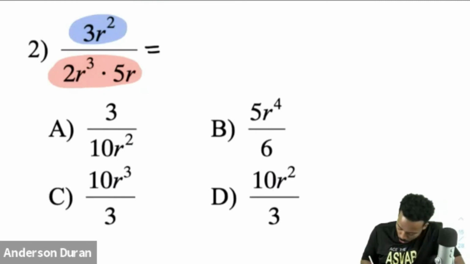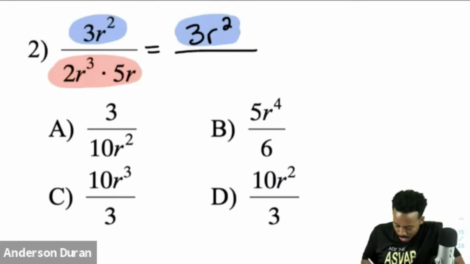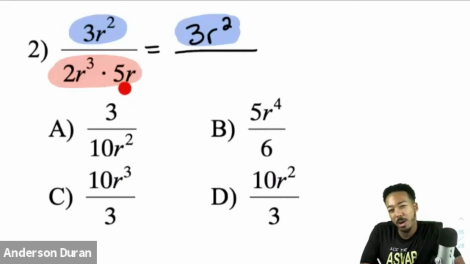The 3r squared, that's just going to stay as 3r squared up top. So we're good. But now look at the denominator. We have the 2r cubed and the 5r. If we're multiplying this, everybody help me out. 2 times 5, what's that going to be? Yep, that's going to be 10.